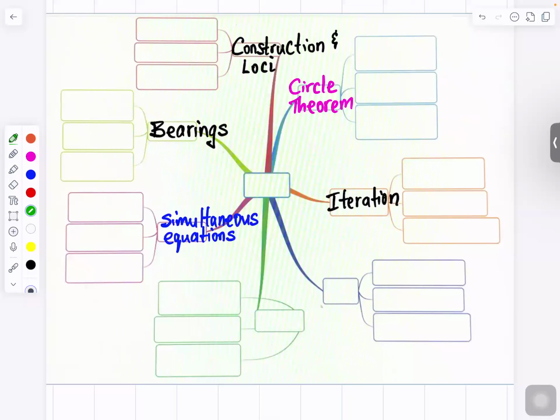So put some of these ideas in your mind map, and it will help you now to remember the key things for construction and loci, or loci if you speak Latin, and circle theorem. Think of those pictures, bearings, it's the angles, and then simultaneous equations, and then iteration.